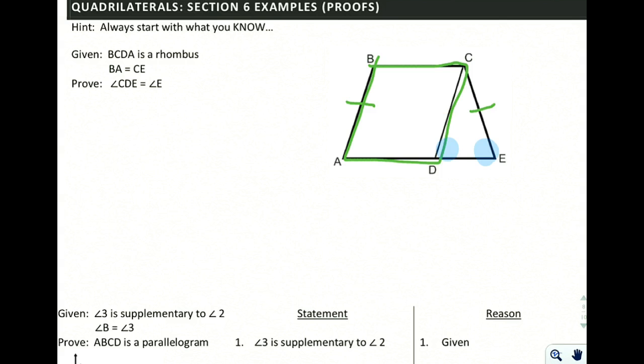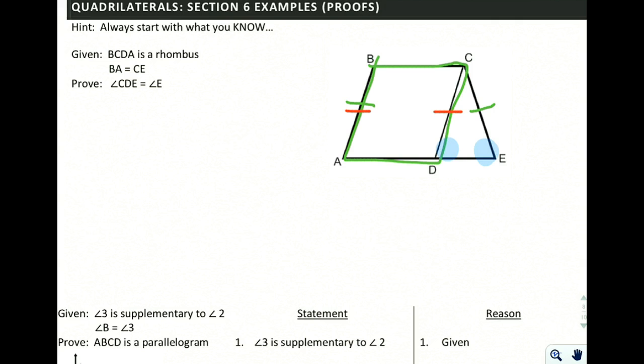So as I look at my rhombus, I know that this side and this side are going to be equal to one another. And if those two sides are equal and then the two green sides are equal, by substitution I can get that these two in this triangle are equal to one another. So let's go ahead and work it out that way.